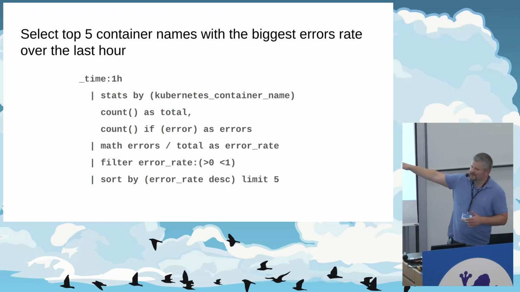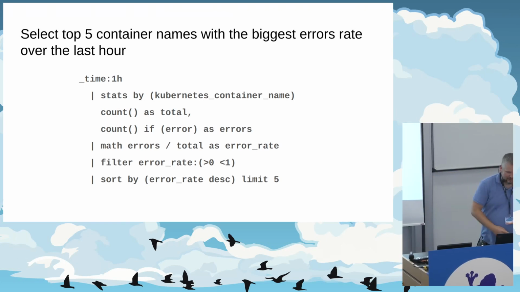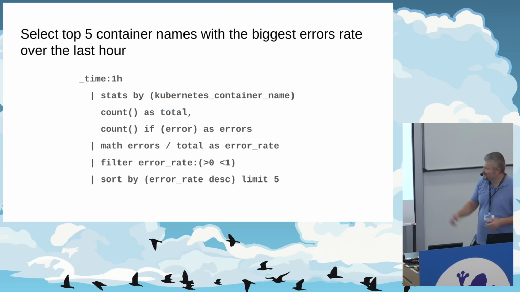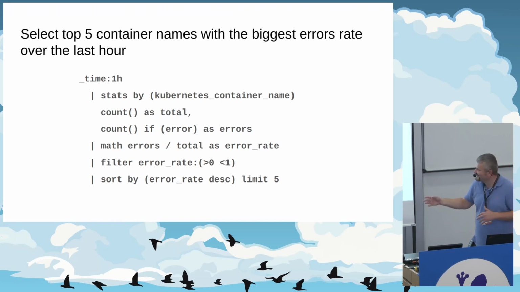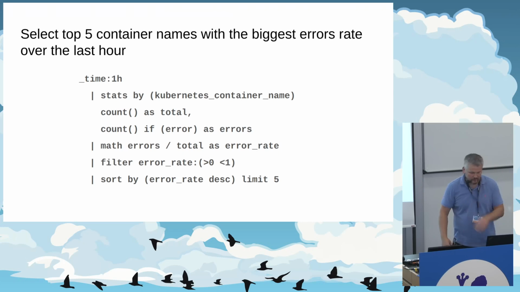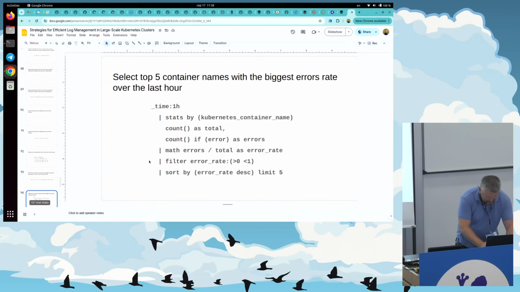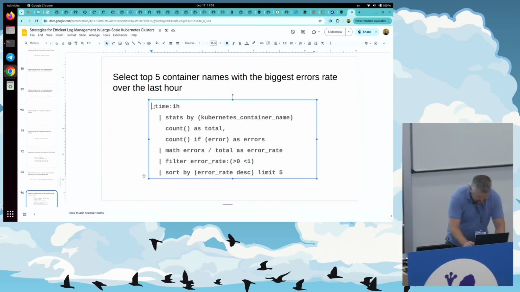It should be bigger than 0 because we are not interested in containers which do not generate any errors, and also it filters out containers which generate only errors with this filter, less than 1. Then we sort the statistics by error rate in descending order and leave only the top 5 entries. Let's look at the query result.